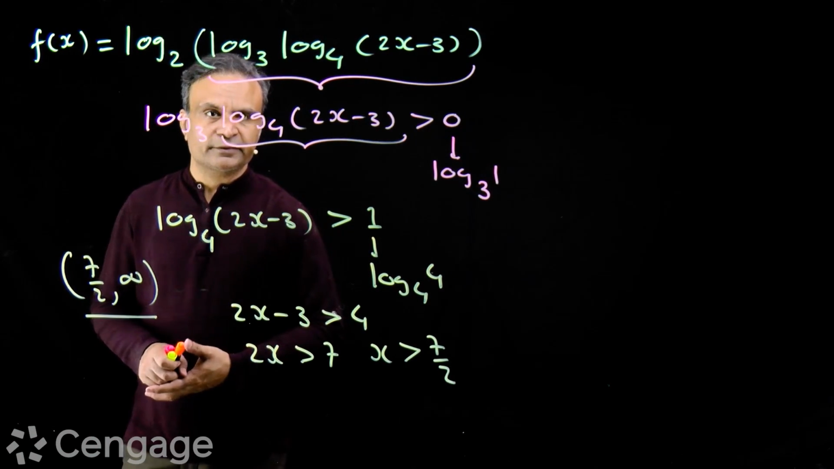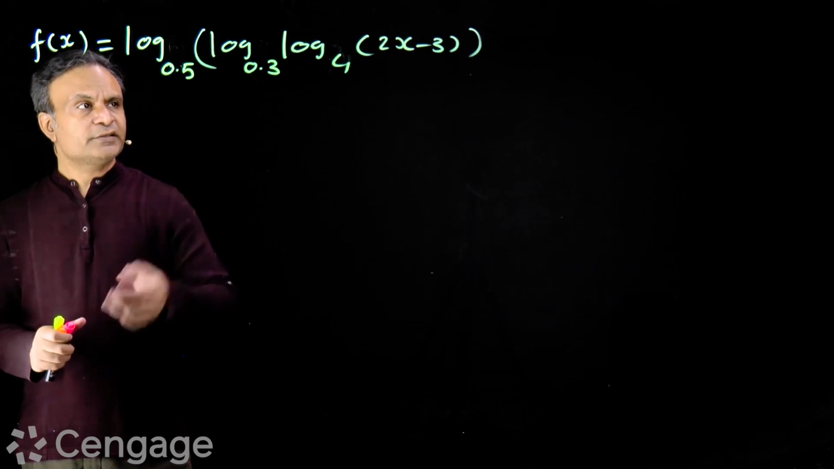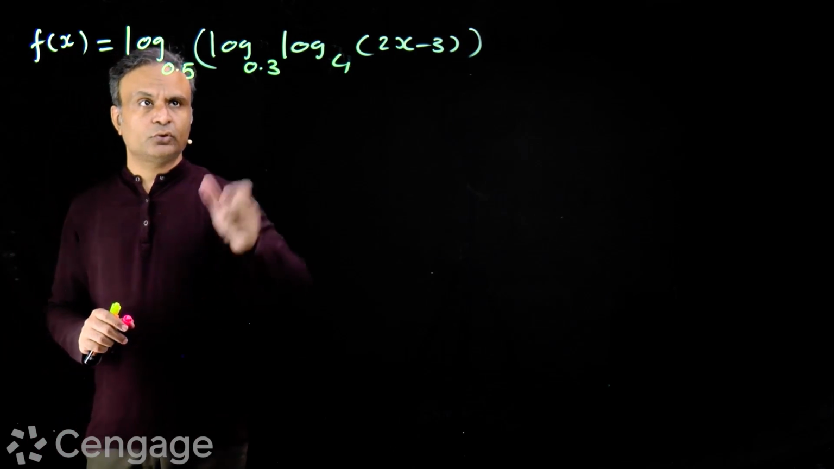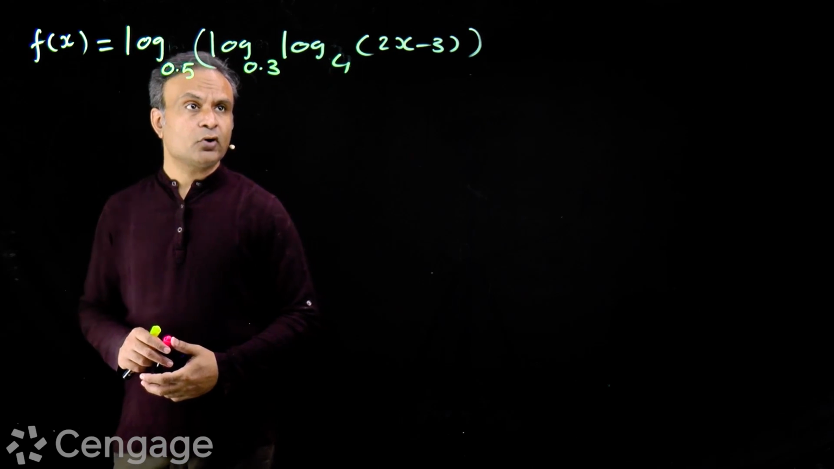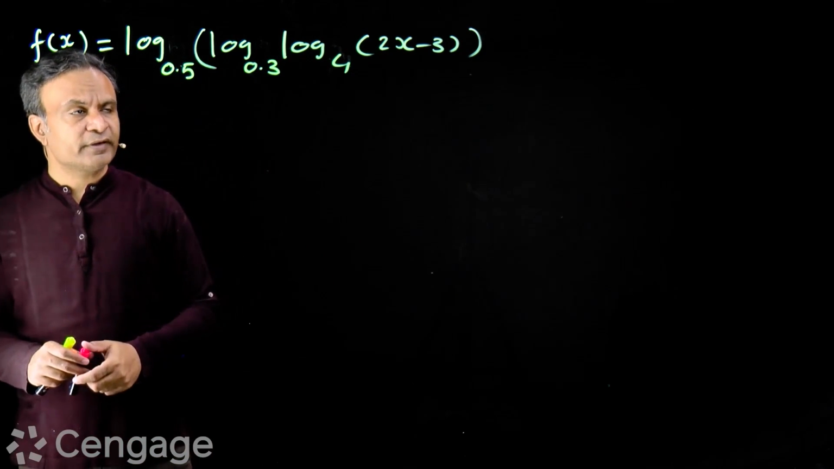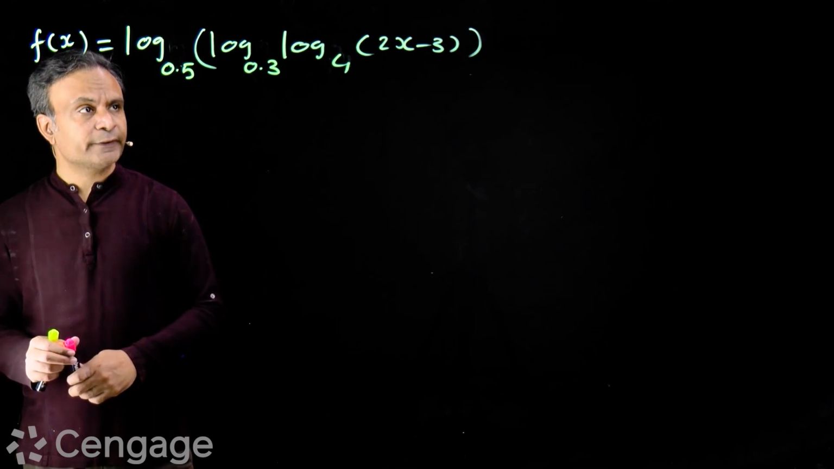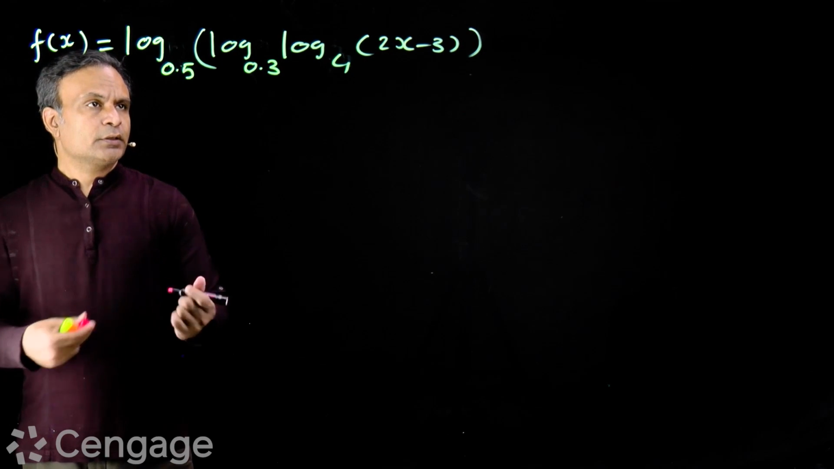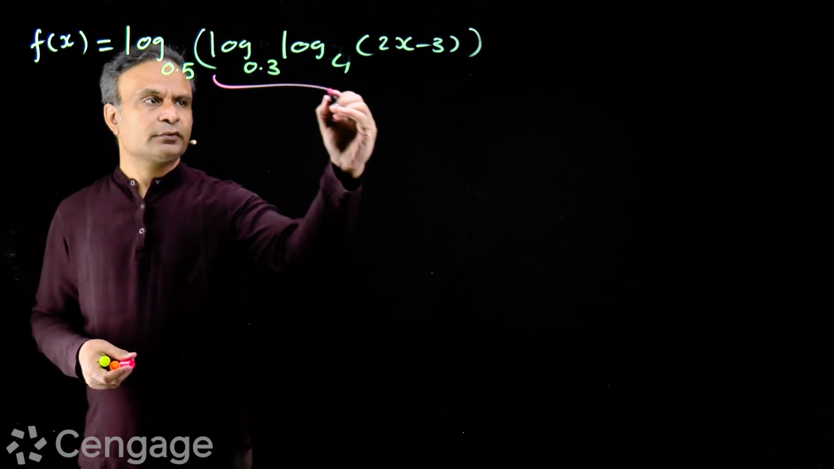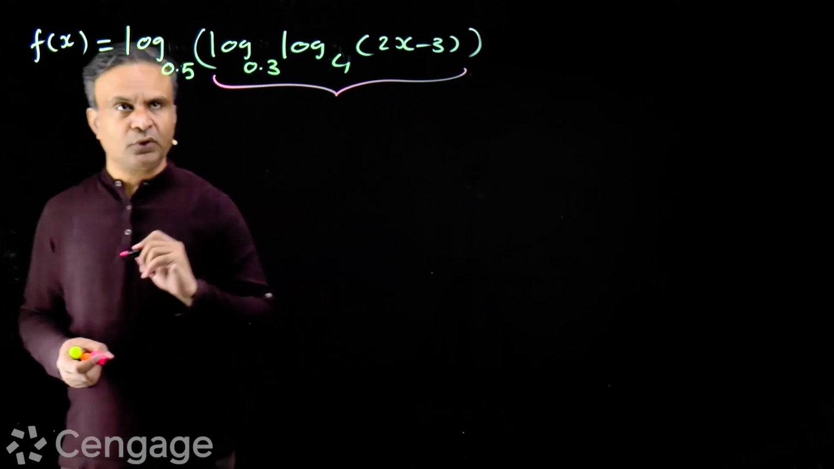एक और क्वेश्चन ट्राई करते हैं. Okay, now look at this function. We have function fx is equal to log of 2x minus 3. Bases of log are 4, 0.3 and 0.5 starting from the inner log. Okay, we have to find domain of this function. First argument is this expression must be positive.